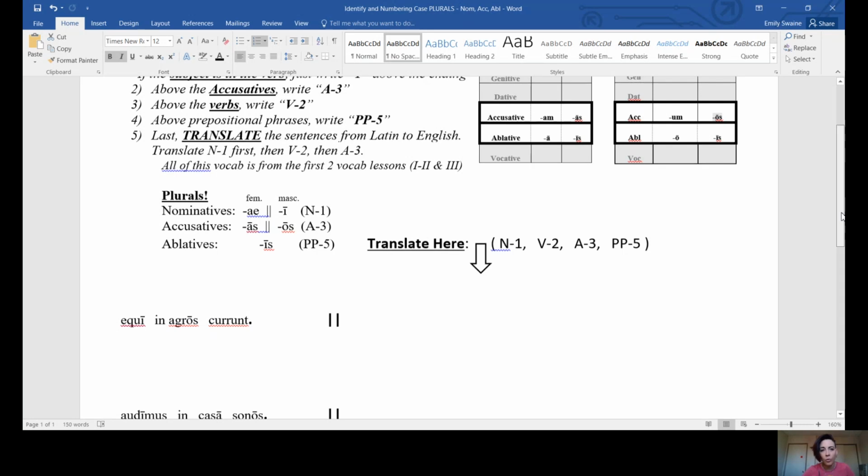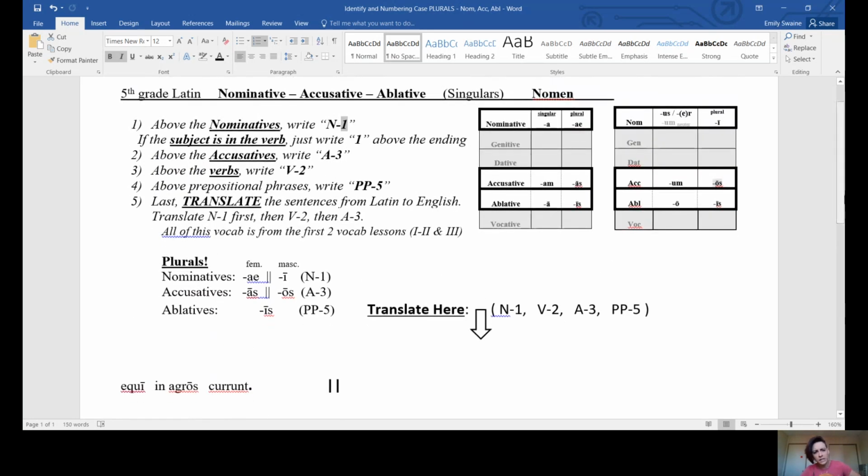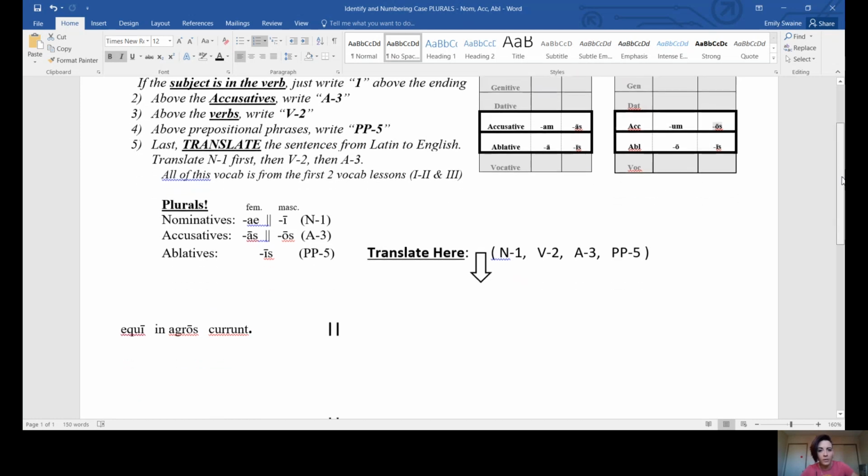Again, we don't have a 4 here yet because when we use this system, as we start to learn more of Latin, you're going to find out that 4 is the place for the indirect object or the dative, which we're not going to learn for a while. So far we just have a 1 for nominative, a 2 for a verb, a 3 for a direct object or the accusative, and then a 5 for a prepositional phrase. And then once we've numbered it all, we are going to translate it from Latin to English.